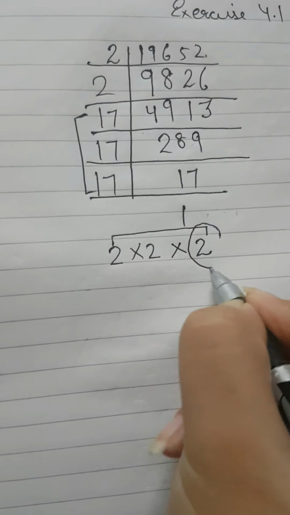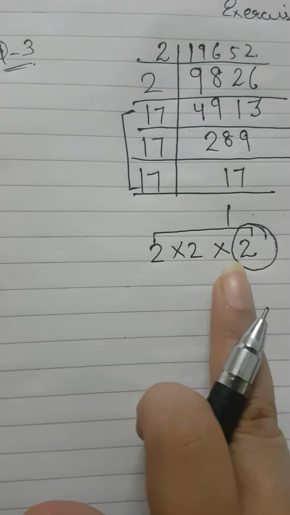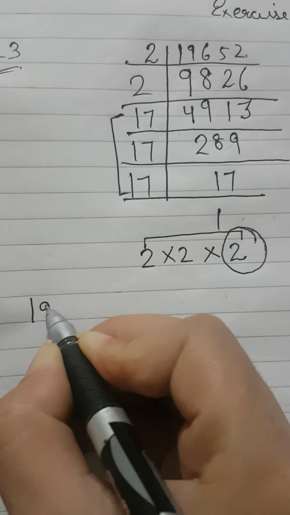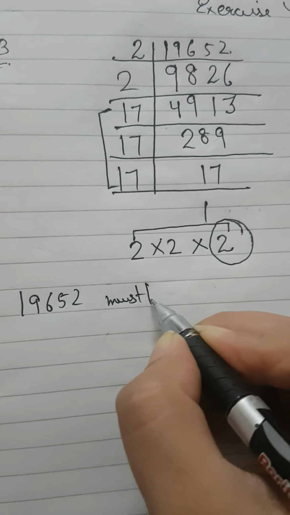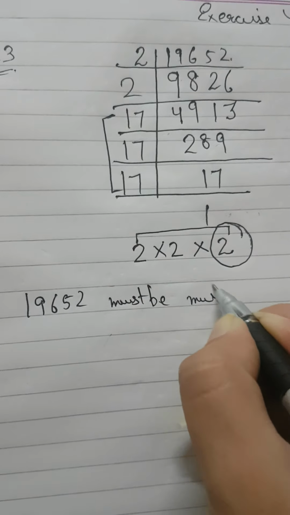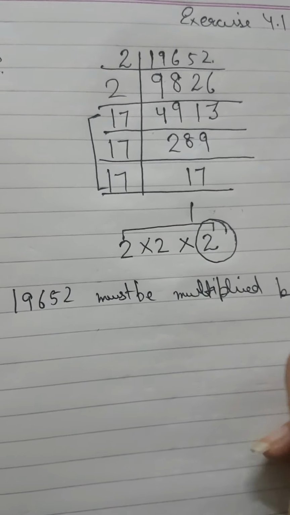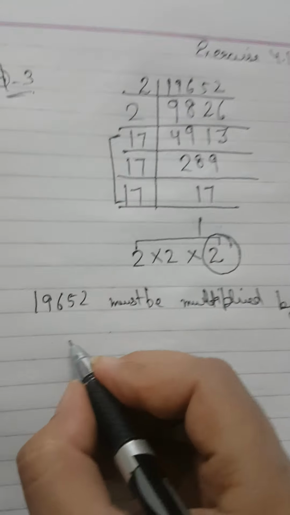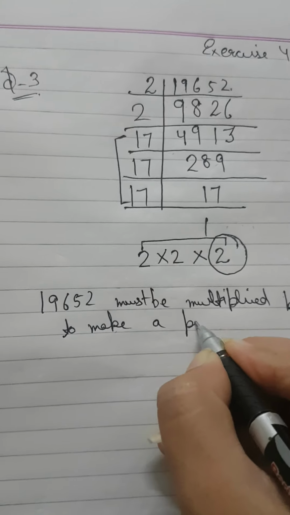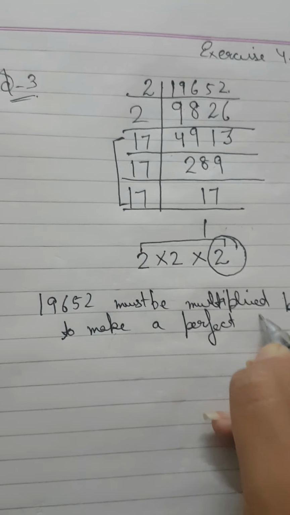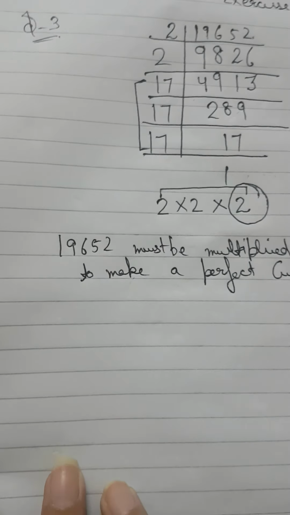So what have I multiplied? Only 2. The other 2s are already there. I have multiplied a single 2. That means 19652 must be multiplied by 2 to make a perfect cube.